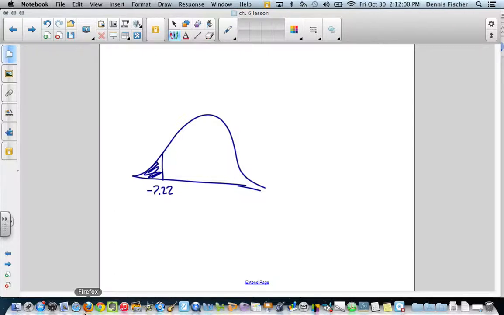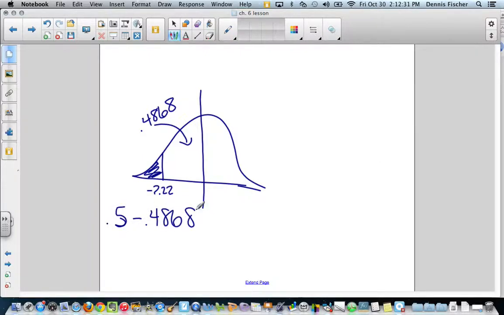If we go to my chart and find 2.22, the area is 0.4868. Whenever we find an area on the chart, it is always from the center out. So now we take 0.5 minus 0.4868, and we get 0.0132.